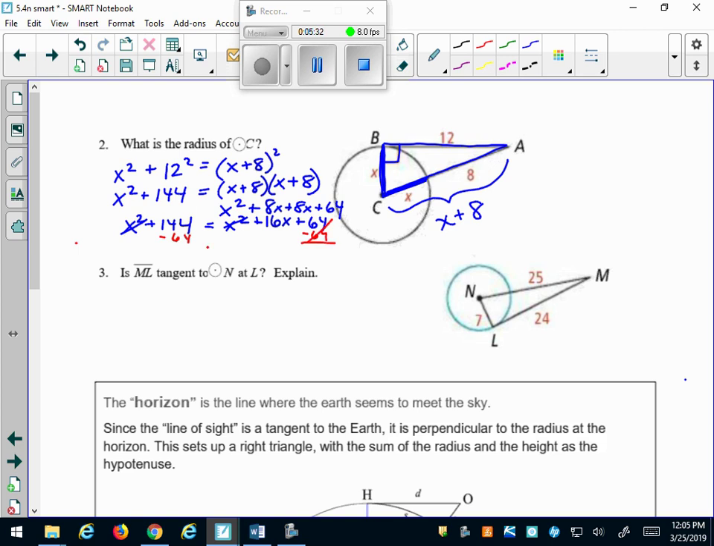And we get 16x equals 80, and x equals 5. There's no units here. So the radius of this circle is 5.